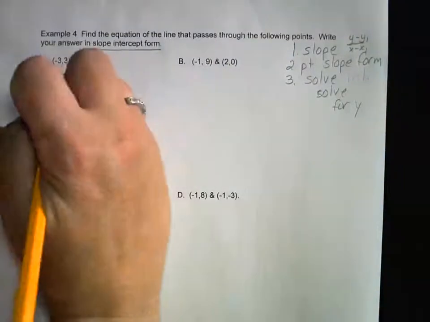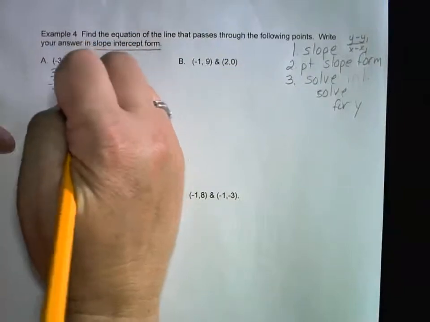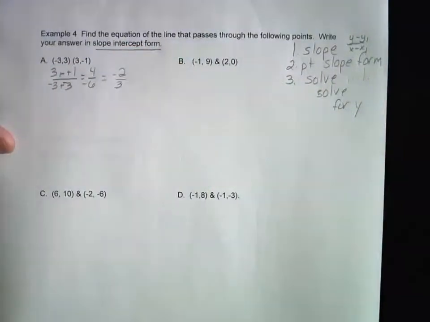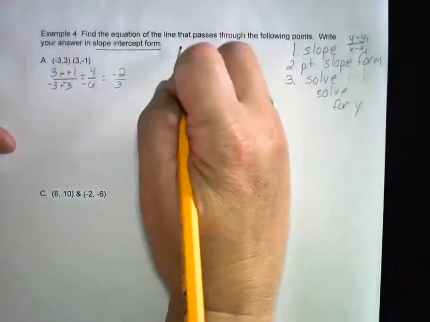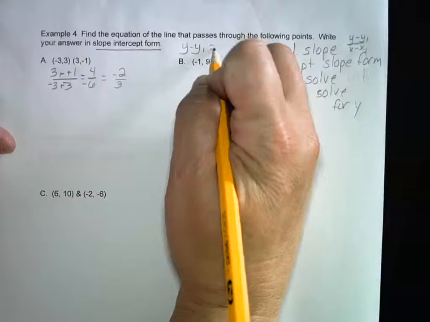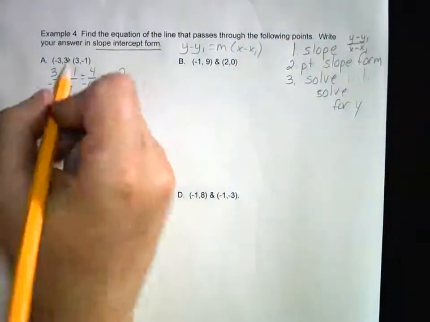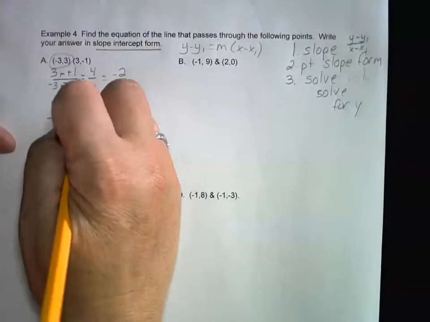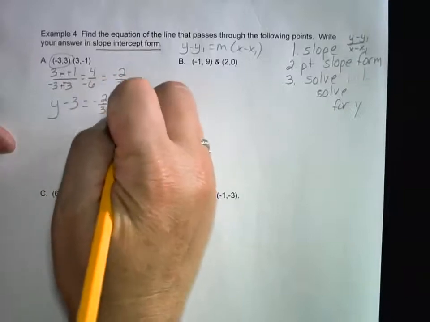So that will become 4 over negative 6, which is negative 2/3. Doesn't matter which point you use. You're going to start with point slope form, which is y minus y1 equals m times x minus x1. I'm going to pick this one, no particular reason why. Y minus 3 equals negative 2/3 x plus 3.